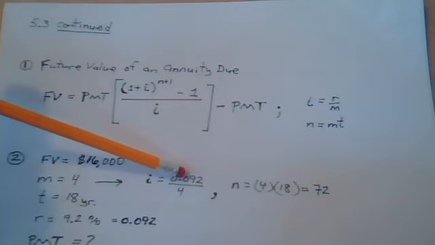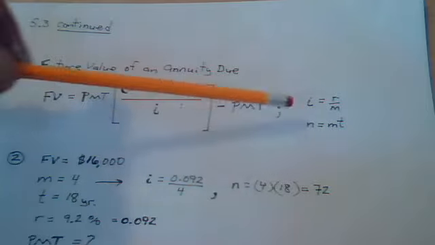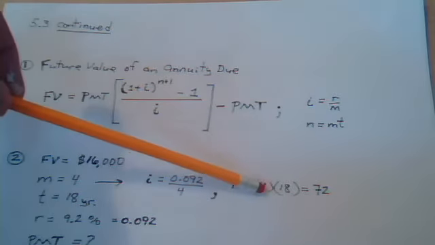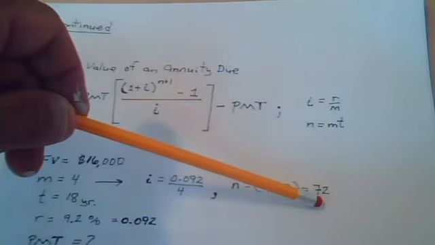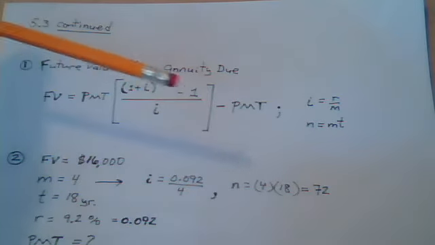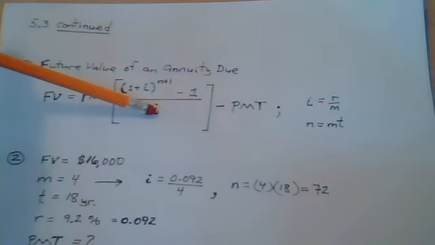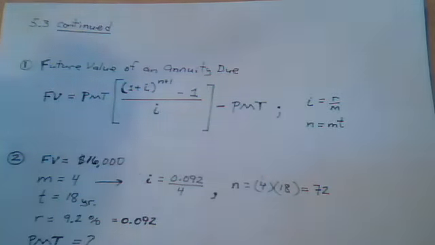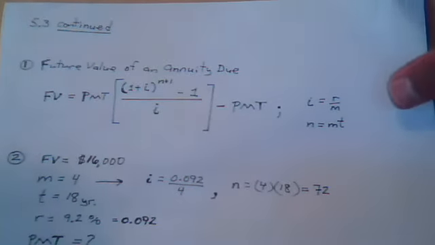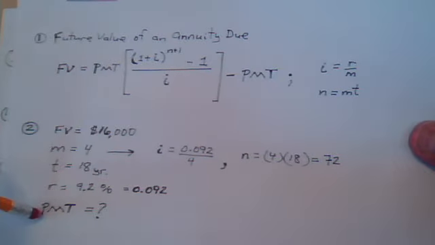R, here it is. Notice the percent was changed into a decimal form, divided by the M. The N is M times T, so 4 times 18. This is the years, this is the period, which is 72. So this I, we're going to put it where these R's are. This N, we could just replace it with a 72 since we figured it out here. And again, what we're looking for ultimately is the payment, the PMT.